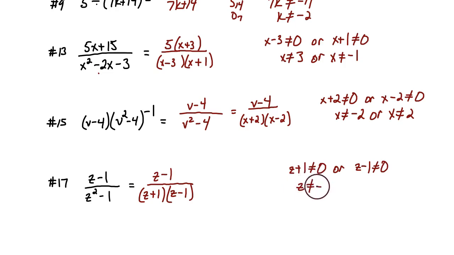So z cannot equal negative 1, and z cannot equal positive 1. The other thing that we can do is to cancel our common factor top and bottom, leaving a 1. And so this is equal to 1 over z plus 1.